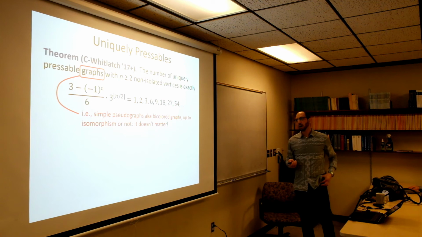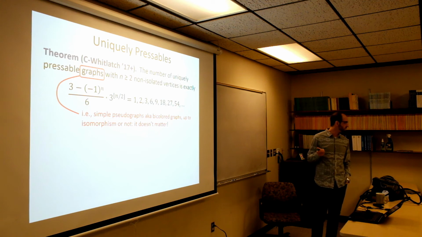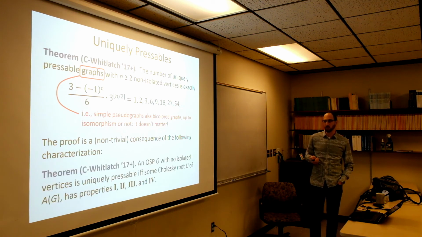By the way, I didn't say up to isomorphism or not here, and you might have been wondering, is he talking about graphs that have been labeled or not? And it doesn't matter, because if it has a unique pressing sequence, that's your labeling. It has a canonical labeling. So actually, it's up to isomorphism or not, either way. We're counting the same thing.